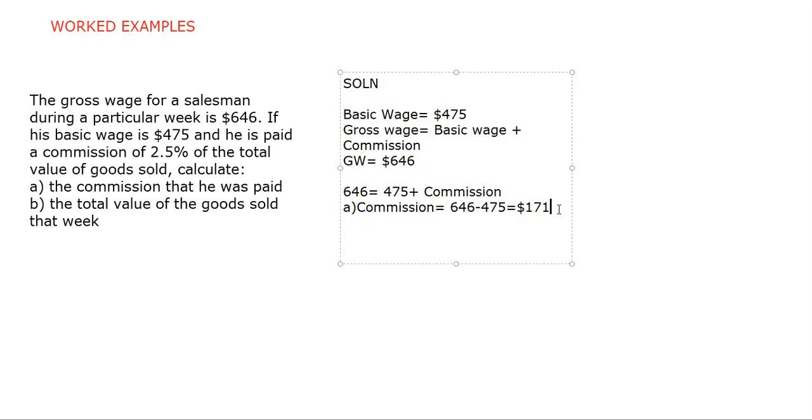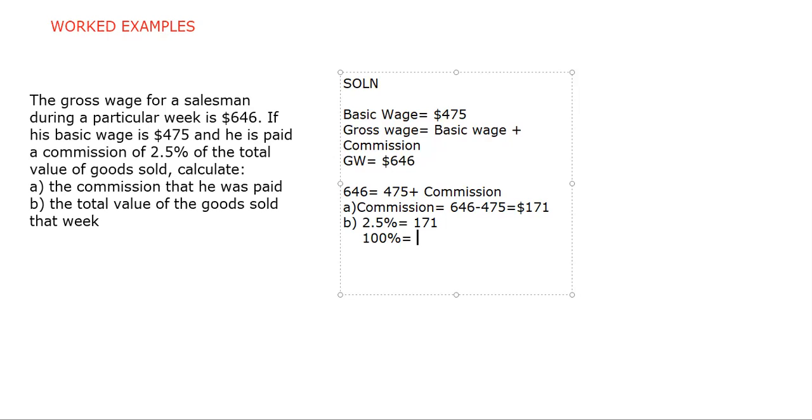Now, how to work out the total value of goods sold. So it was 2.5% of his goods sold that will give us the commission. So we know that his commission is 2.5%, which is equal to the 171 that we just worked out. So what we're doing here is actually proportions. Right? So if we know that 2.5% is 171, what are we looking for now? The total value. And if we're dealing with percentages, the total percentage is 100%.